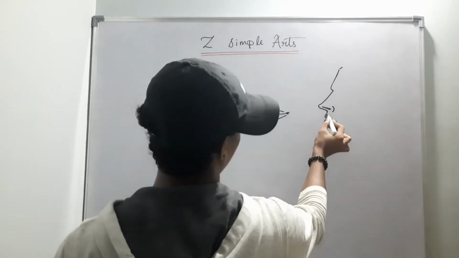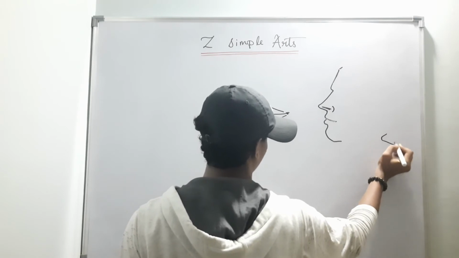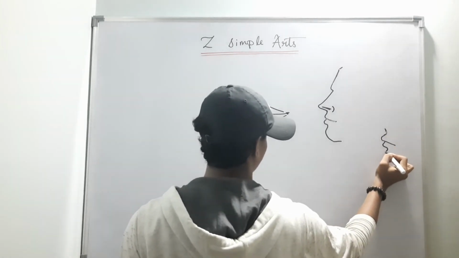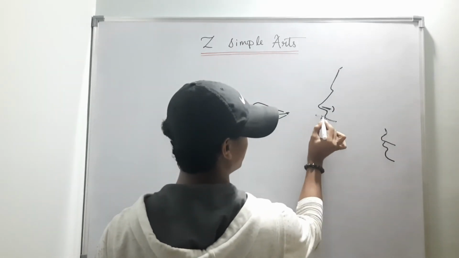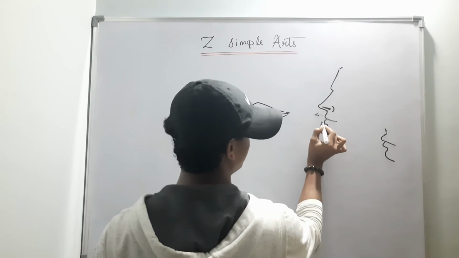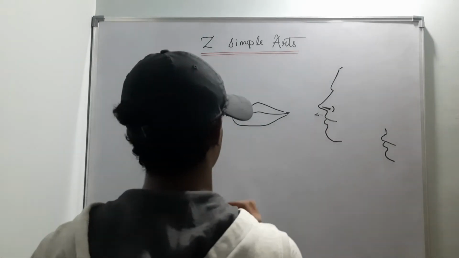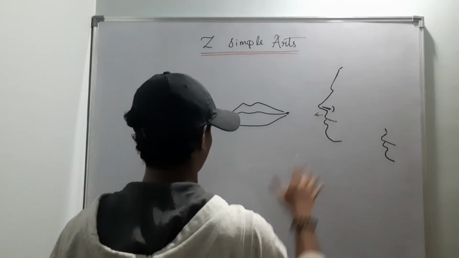The lip, you can notice here, the upper lip is a bit in front when compared to that of the lower lip. See, the upper lip is a bit in front when compared to the lower lip. It's a very slight difference. The relative difference is very less, but that's how it looks.